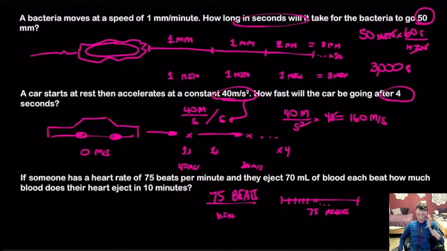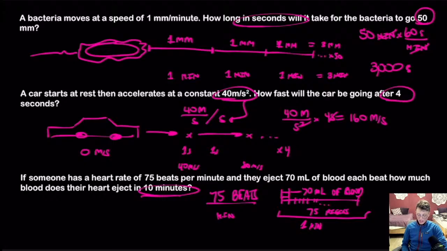And it says, and they eject 70 milliliters of blood each beat. How much blood does their heart eject in 10 minutes? Okay, so again, if we look at each of these beats, so just one, we can define this beat by 70 milliliters of blood right there. And again, this whole thing was 1 minute. And they want to know how much blood does this eject in 10 minutes? Okay, well, I need to look at times 10 of these here.